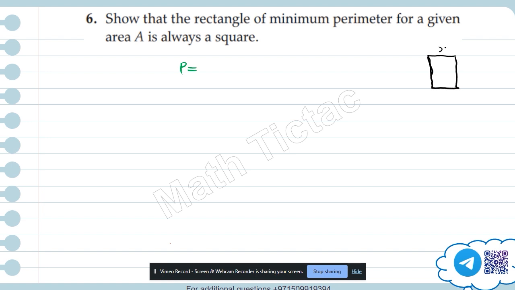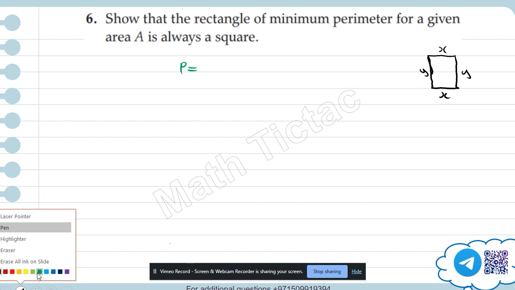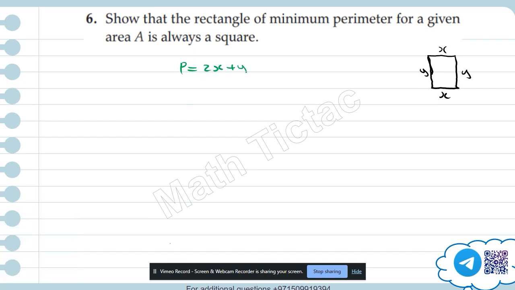Okay. So this is x, y, and y. The parameter again is equal to 2x plus 2y. We need to minimize that, for a given area, which means the area is constant, x multiplied by y. So you can say y is equal to a over x. This is my substitution relation.